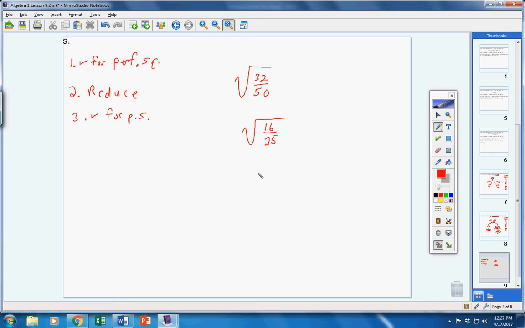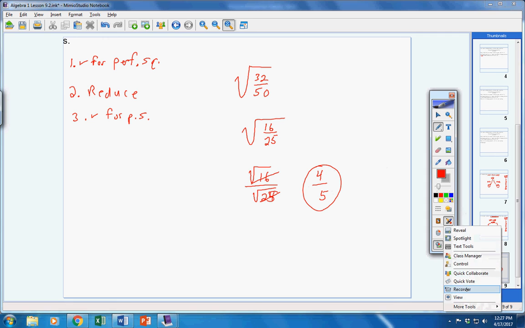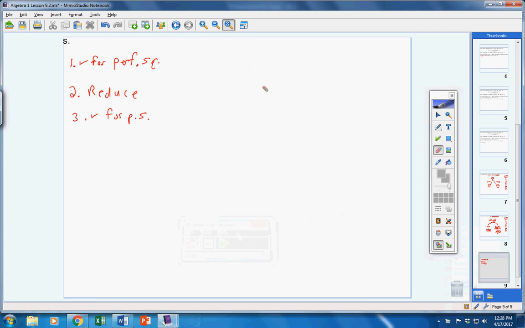Now, look for perfect squares again. We have the square root of 16 over the square root of 25. And look at that, the square root of 16 is 4. And the square root of 25 is 5. Look at that, 4/5. One more problem, students, and we're finished. This will be a longer problem.